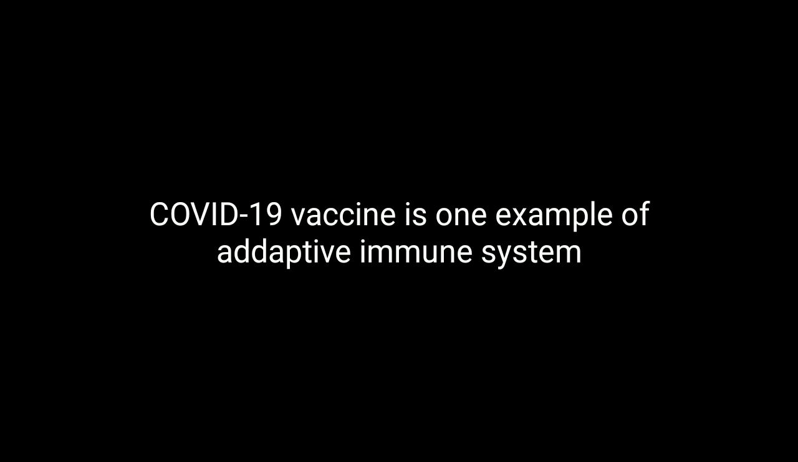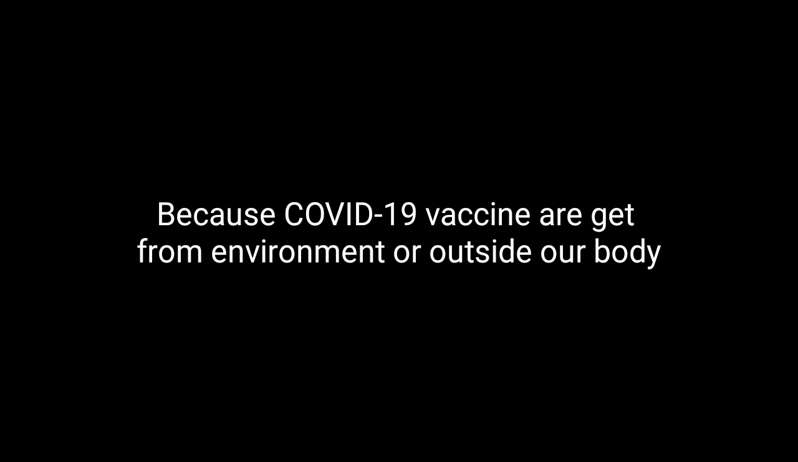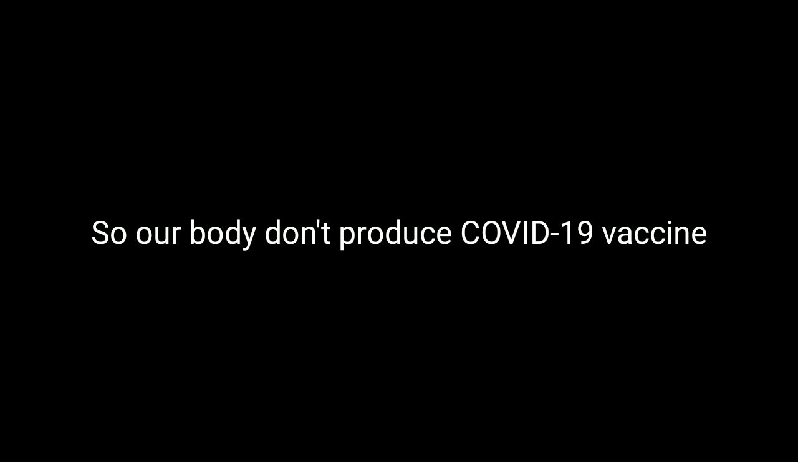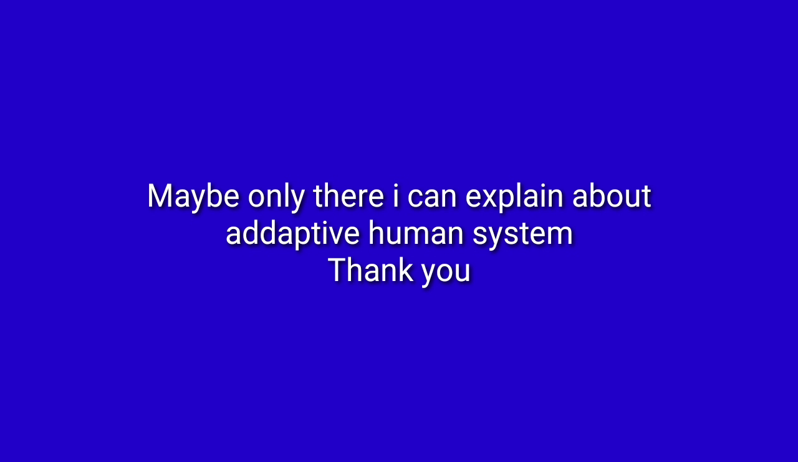The video explained the development of the COVID-19 vaccine. The COVID-19 vaccine is one example of the adaptive immune system because the COVID-19 vaccine comes from the environment, outside the body, so the body doesn't produce the antibody for COVID-19. Maybe that's all I can explain about the adaptive immune system.